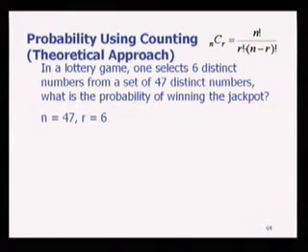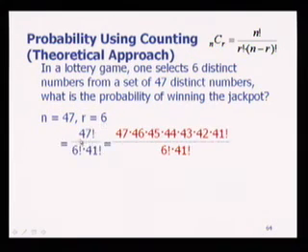How many possible ways can you pick 6 out of 47 numbers? Again, is it a combination or a permutation problem? Combination, right? You don't care about how you arrange these 6 numbers. So first you identify n is 47 and r is 6, and just plug them into the formula. n is 47, r is 6.